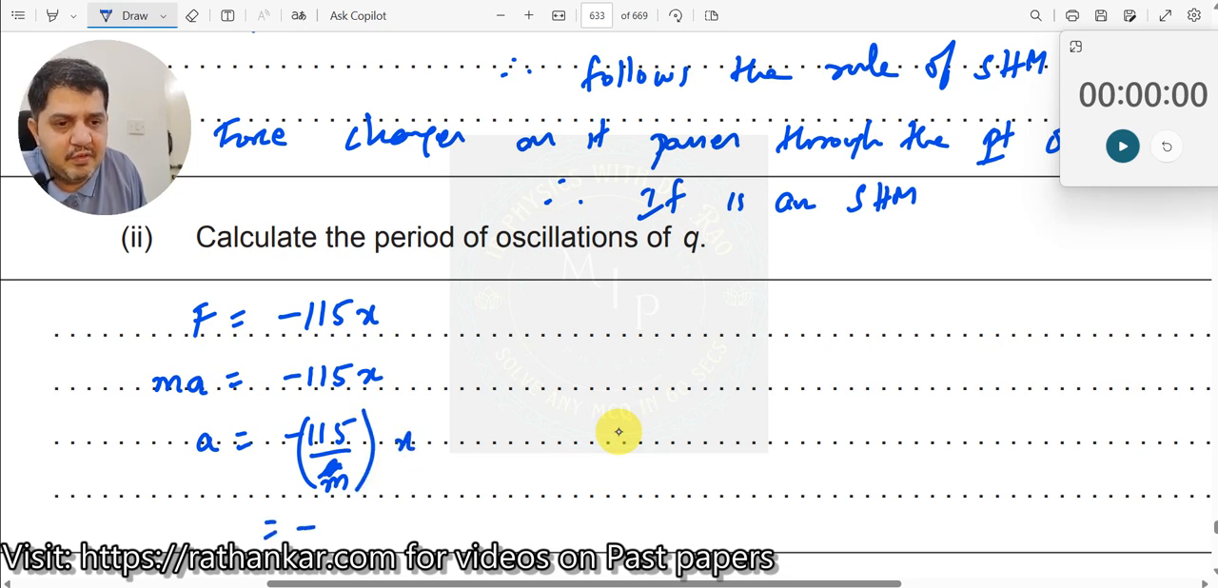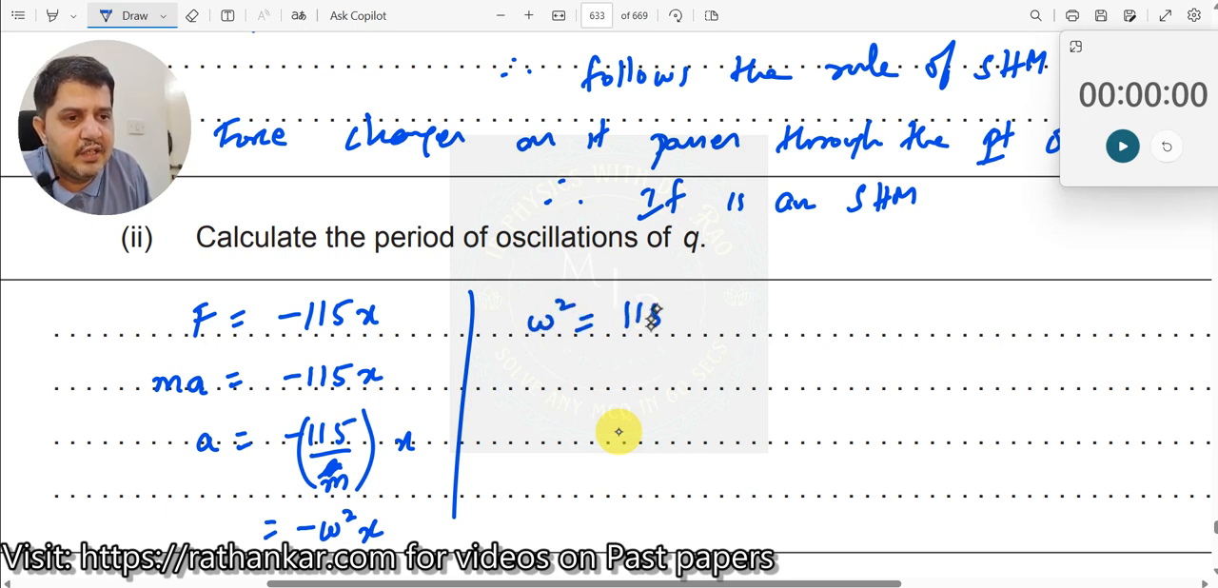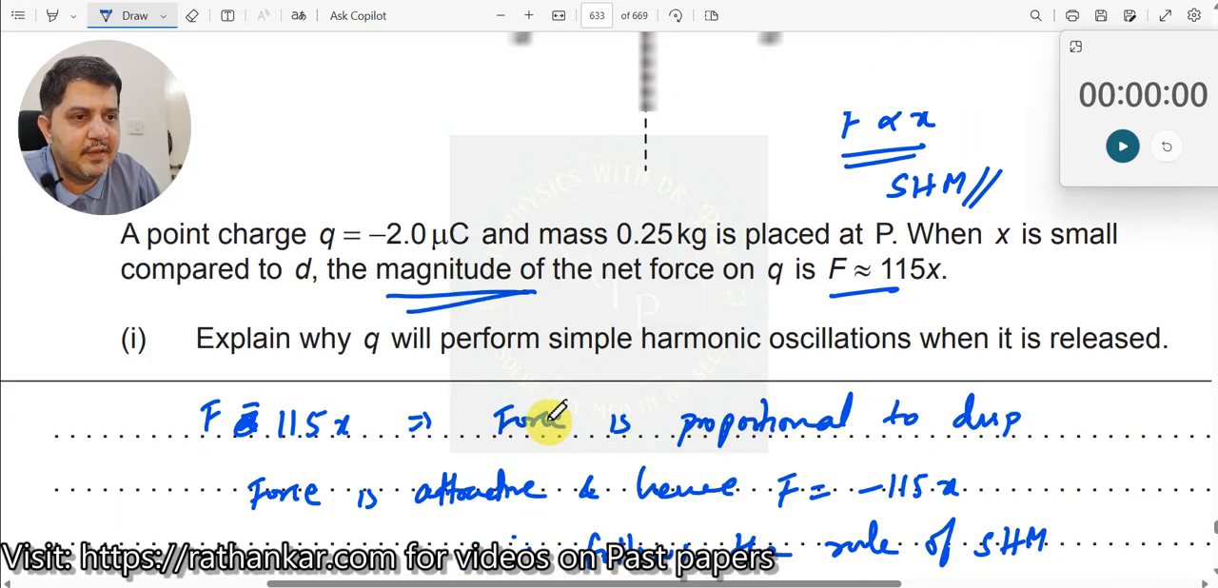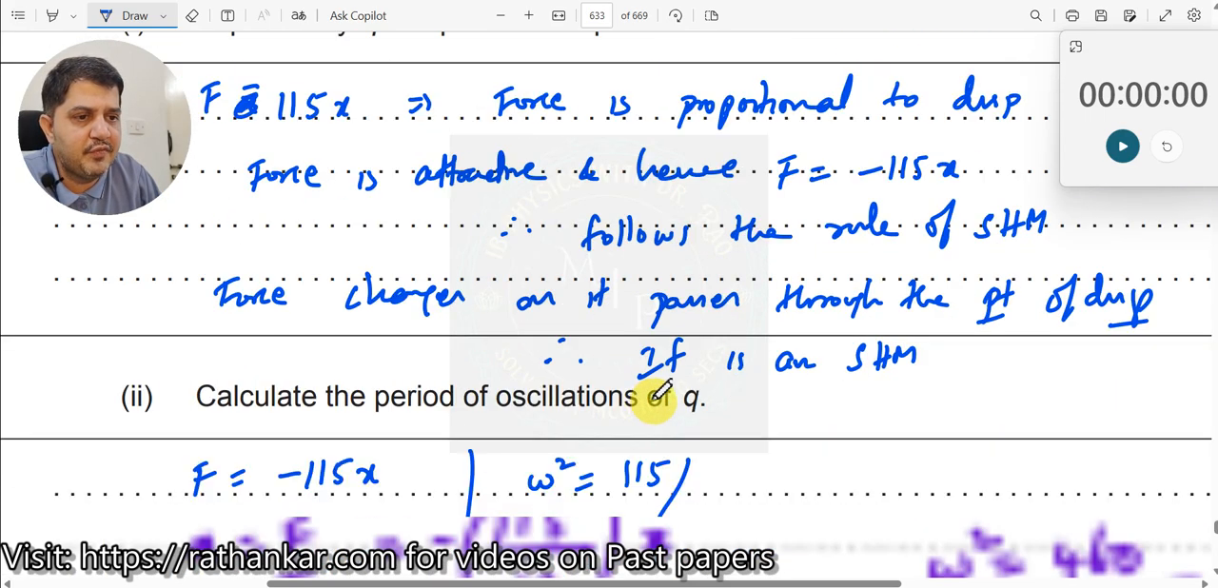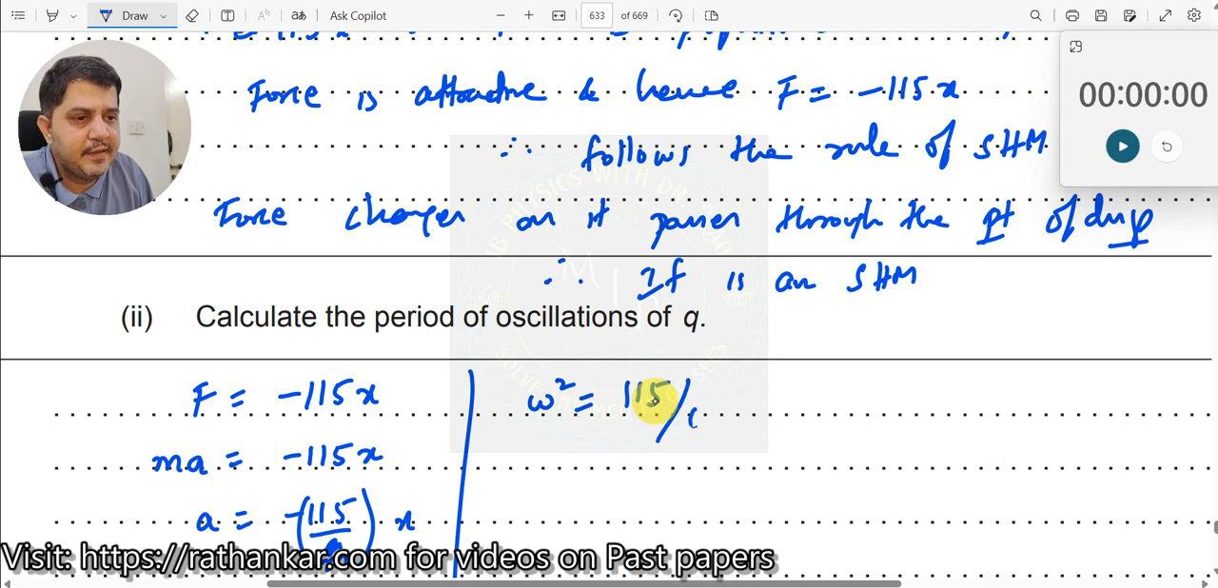What is this equal to? This is equal to minus omega square x. So comparing these two, I can now write omega square equal to 115 divided by mass. What is the value of the mass? We have already seen, mass is equal to 0.25. So how much will this be? Let us calculate this first to get the value of omega square.